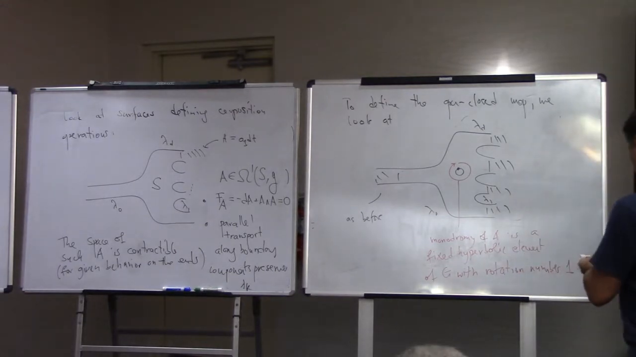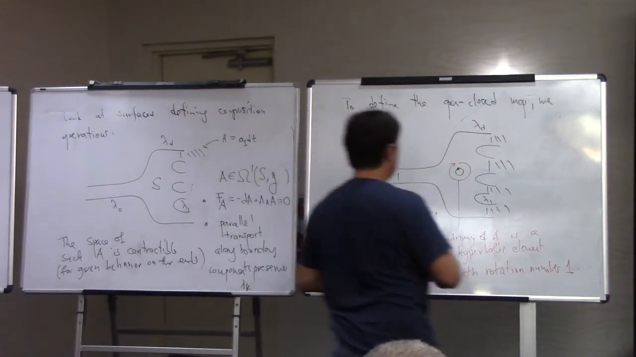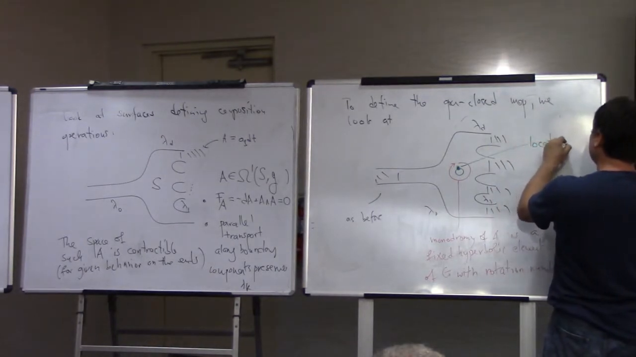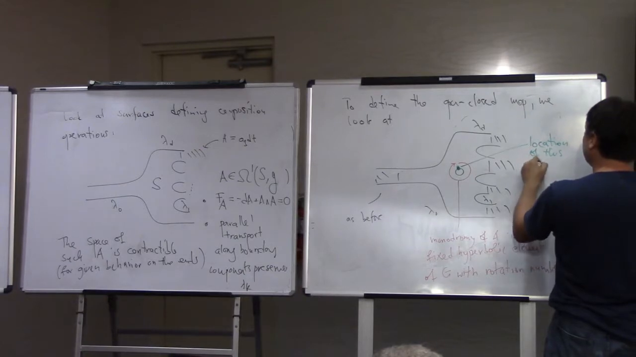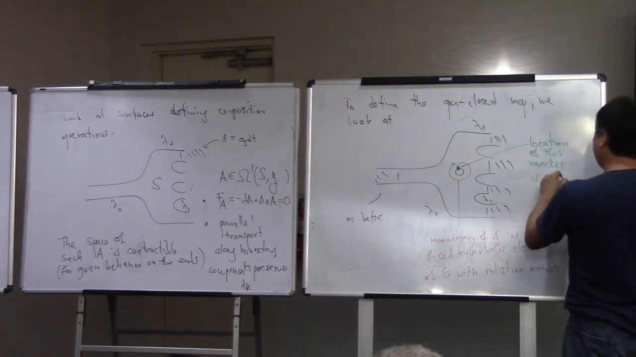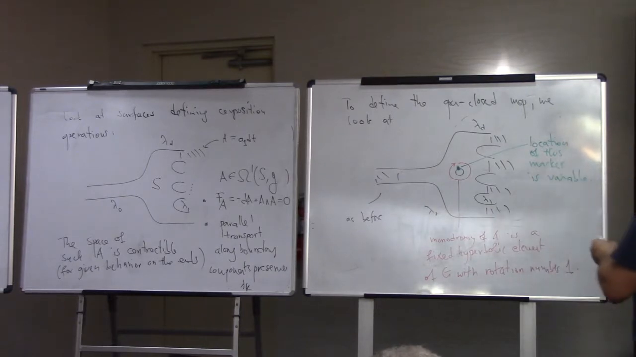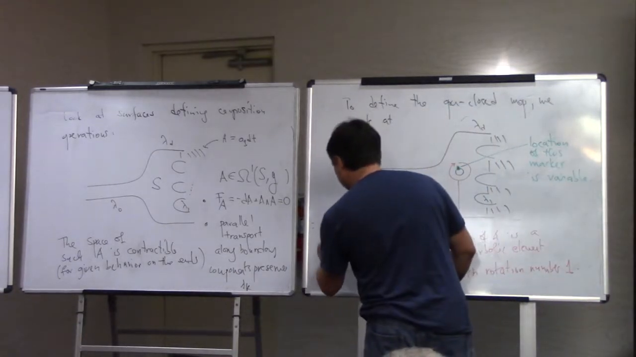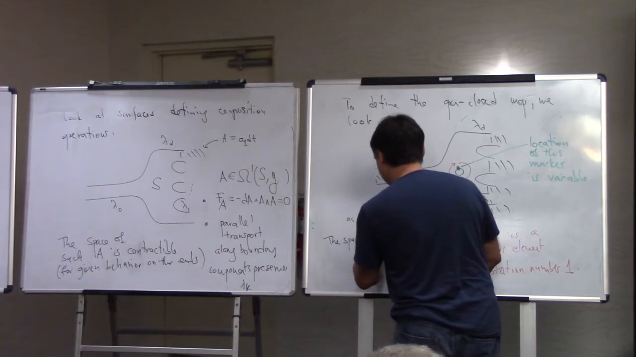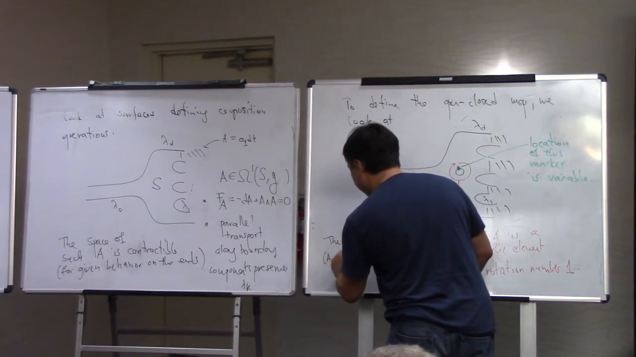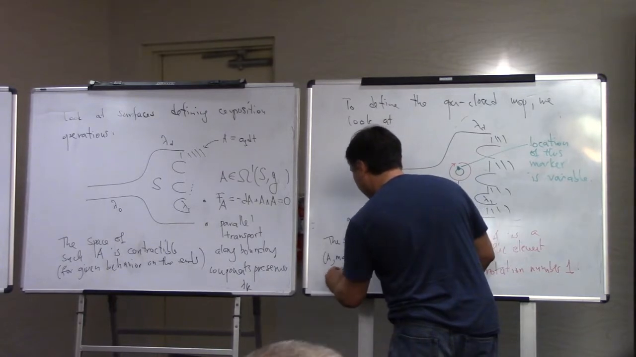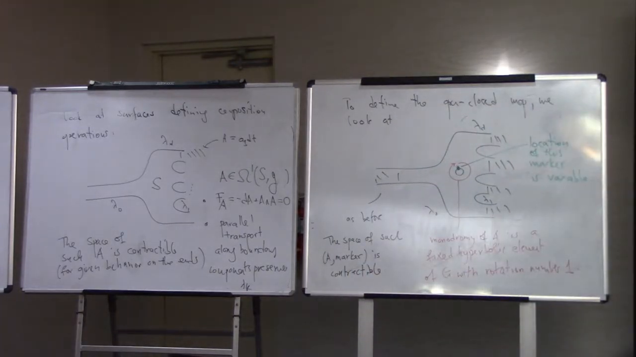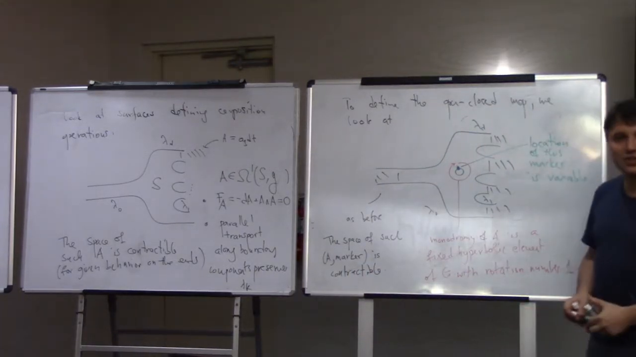Okay. And also, I need to say something. So the location of this marker is a variable. Okay. I'll explain in just a second. And so then the space of such A on a marker is contractible. Okay? So now, we're no longer talking about connections on a simply connected space.